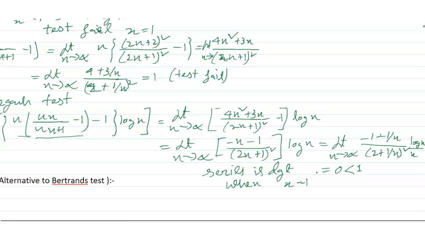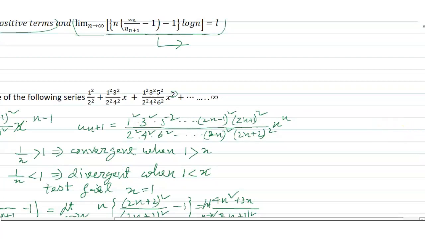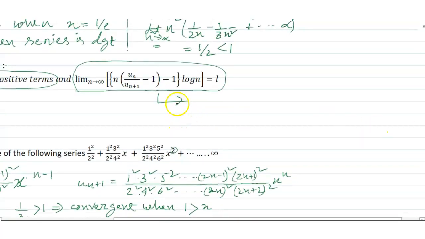So the formula is n into (u_n divided by u_{n+1} minus 1) minus 1 into log n. This is the multiplication formula. This formula you have to remember. However, remembering is tough, but not tough, because you will see that the first entry, this value, you get by Raabe's test. If you remember Raabe's test, then you can easily remember this portion is Raabe's test, minus 1 into log n. This way you can remember this formula.